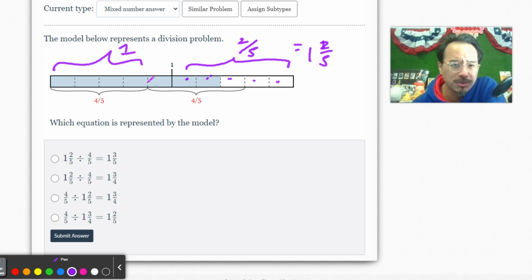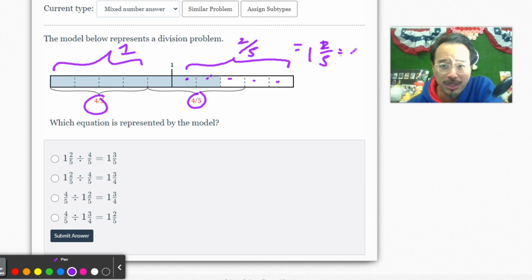And what's the equation represented? Let's see how many pieces of it there are. We want to know how many times 4 fifths can fit in. That's the question, and once you can find this, you're pretty much good to go. This is 1 and 2 fifths, so I know the answer has to be 1 and something. There's 1, and this is a part. Now, the question is, what's the part?